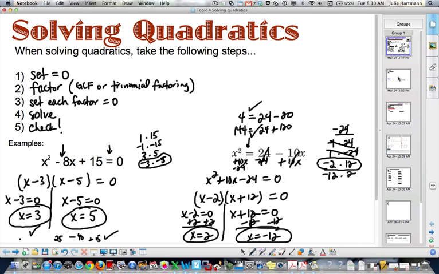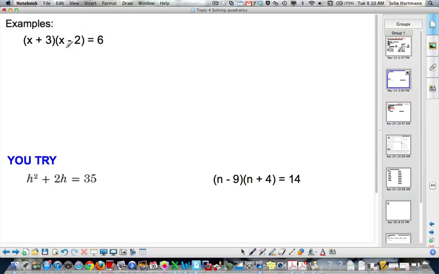Okay, let's try one more. Now with this one, do you think it would work to set each factor equal to 6 and just solve from there? Do you think that would work? No, it wouldn't. And the reason why is because if this is 6, so x would be 3. 3 plus 3 is 6. 3 minus 2 is 1. 6 times 1, well, that one does work. So that one would work.